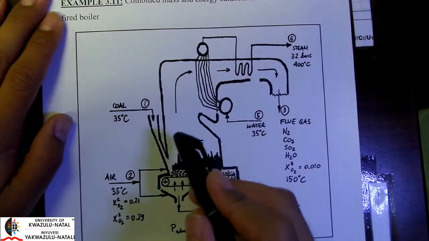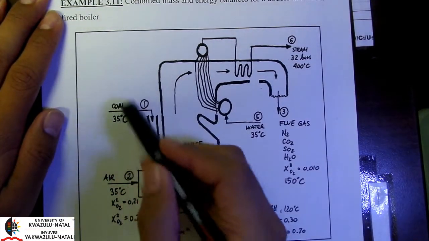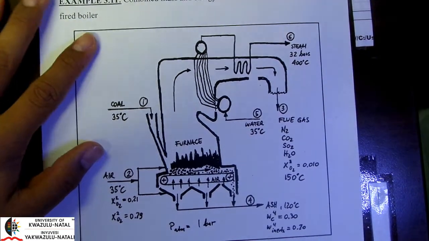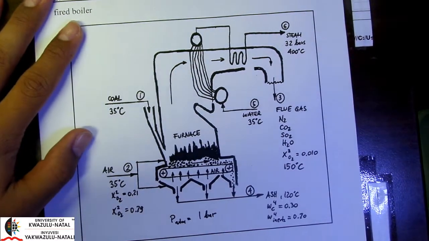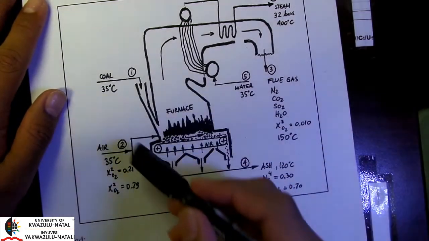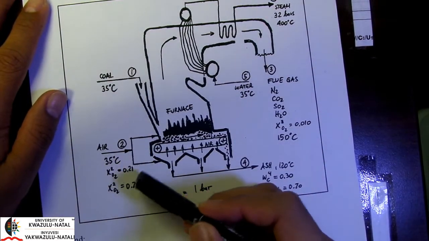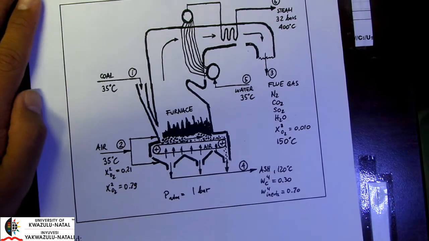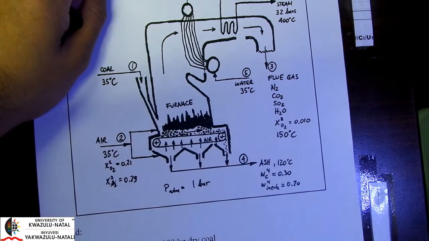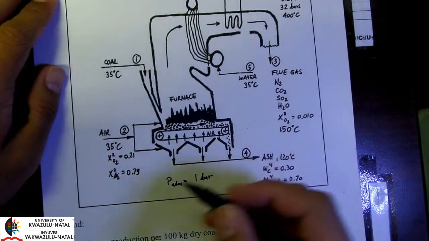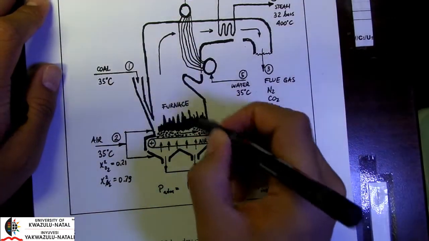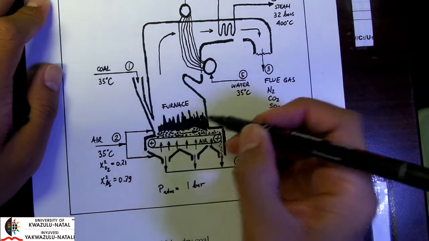Okay, and in order to generate this heat, we have pulverized coal coming in as well as an airflow. Okay, and both the coal and the air are coming in at 35 degrees in this particular example. We have an air composition as follows: 21% oxygen and 79% nitrogen. A pressure of 1 bar, in other words operating at atmospheric pressure. So we have combustion taking place in this furnace.